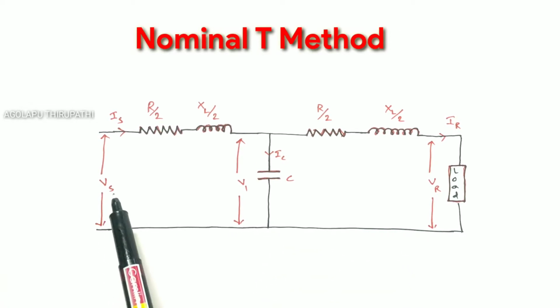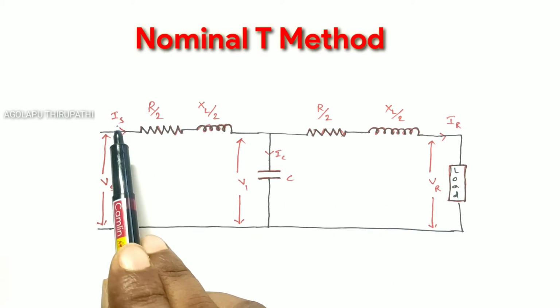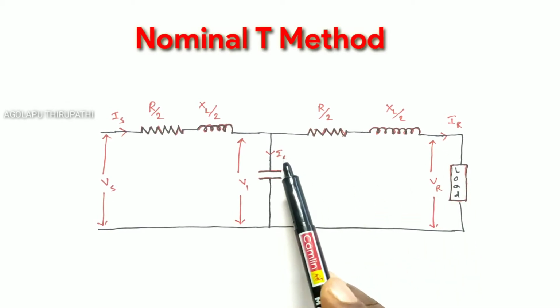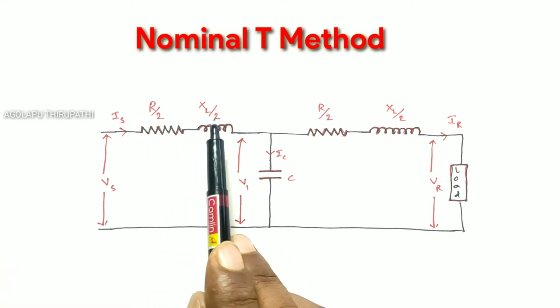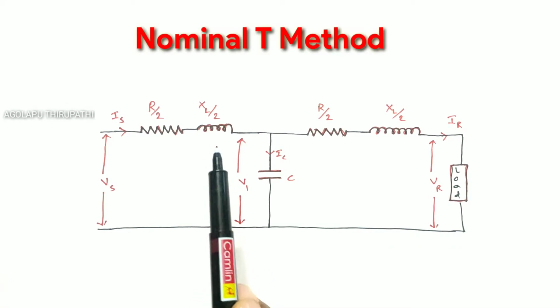In this, Vs is the sending end voltage and Vr is the receiving end voltage. Is is the sending end current, Ir is the receiving end current, and Ic is the current flowing through the capacitor, right? Here R by 2 is half of the resistance value and XL by 2 is half of the reactance value, right? Next I am taking a phasor diagram.